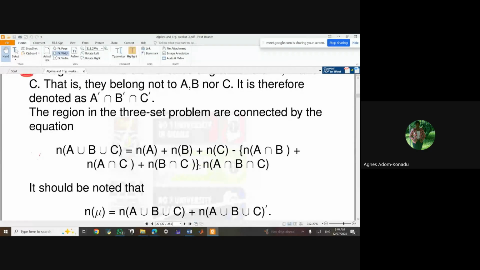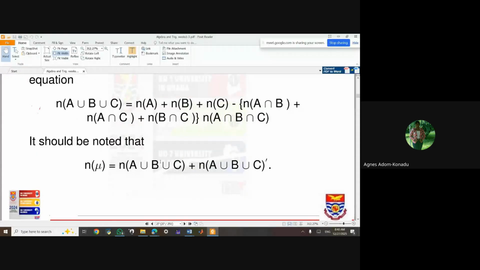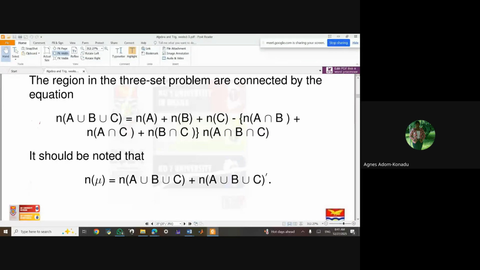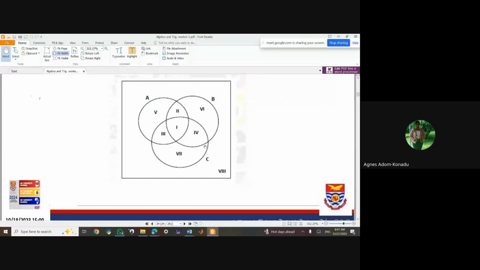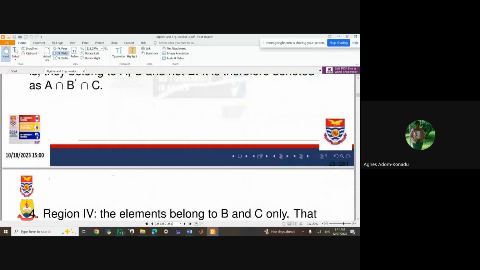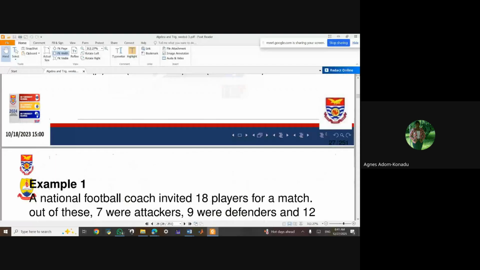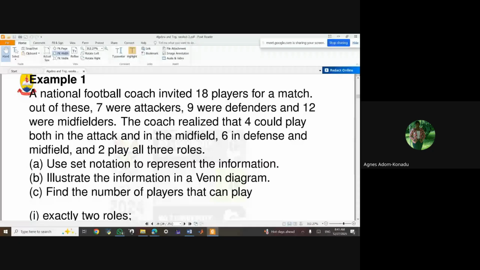So there should be a minus here. And it should be noted that the number of elements in A union B union C is the number of elements in A intersection, plus the number of elements in the complement of A union B union C. So that is A union B, then plus the complement of A union B, A union C. That is it. So we have an example here.